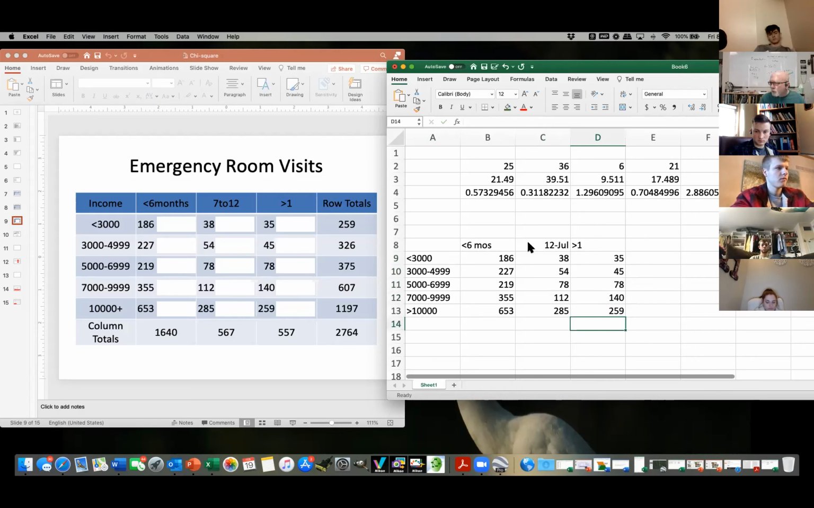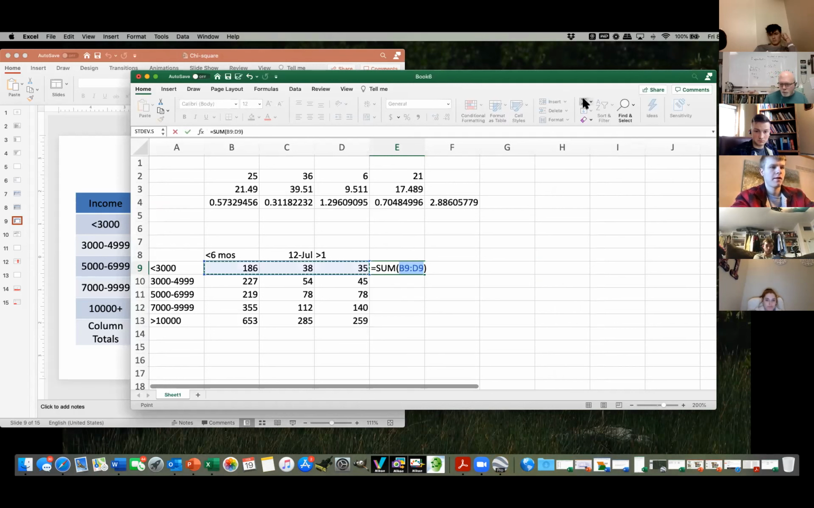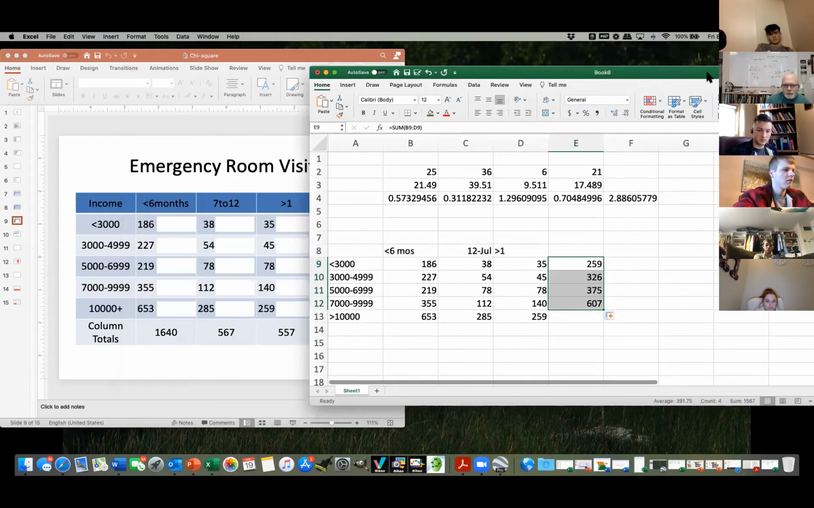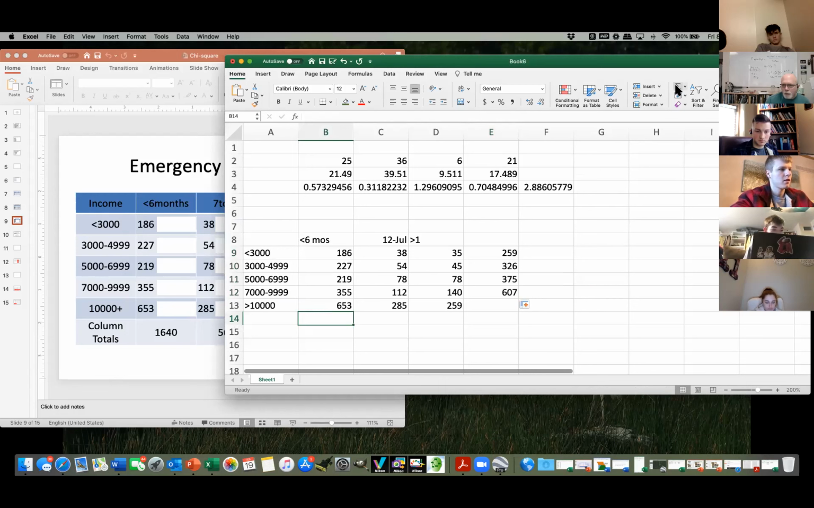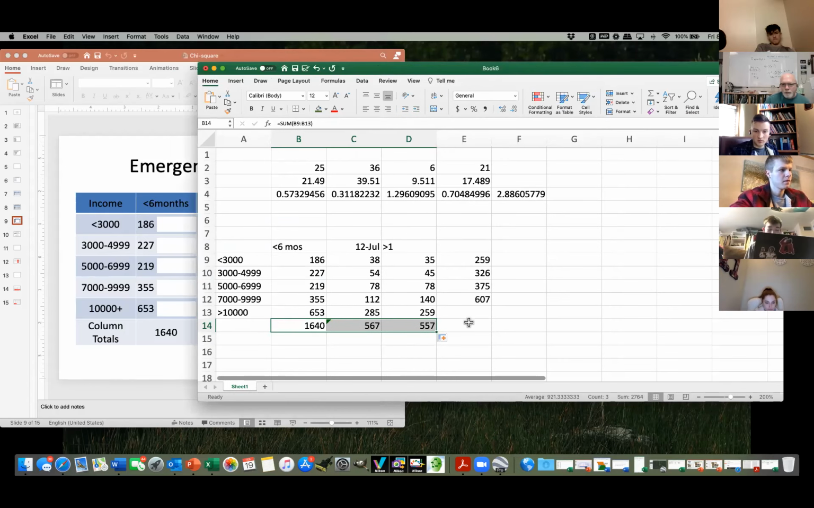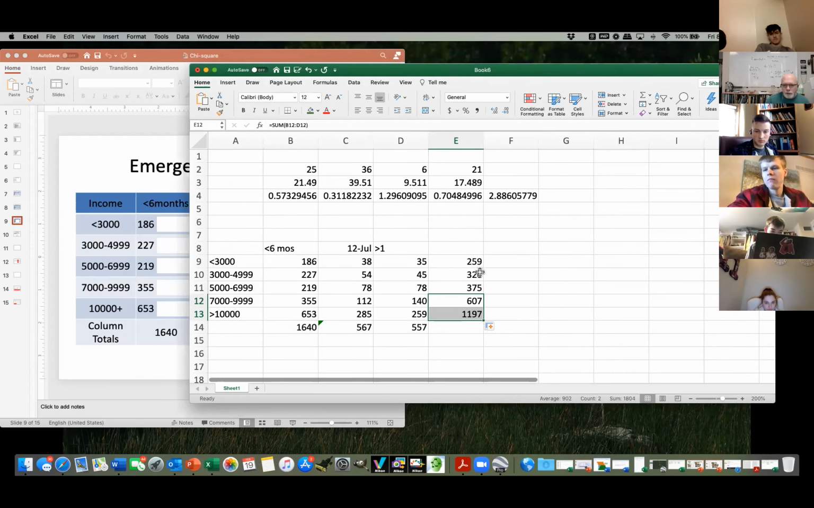Are you guys doing this also as I go through it? You should, just to get a feel. So the first thing that we need is the sums of the rows. You can just use the sum symbol up here to give you that, and then drag that down. It should give you 259, 326, 375, and 607. You can use that same symbol to give you the column totals, 1640, 567, and 557. And then, oh, I missed one of these, 1197, that one there. Then all you have to do is either sum the columns or sum the rows. It doesn't really matter, but it should give you 2764.